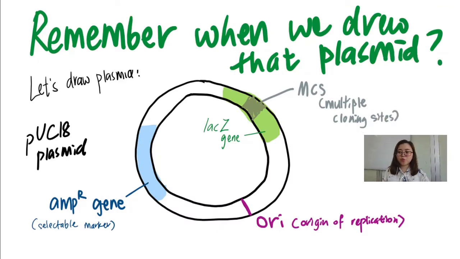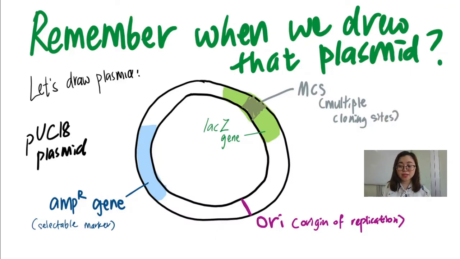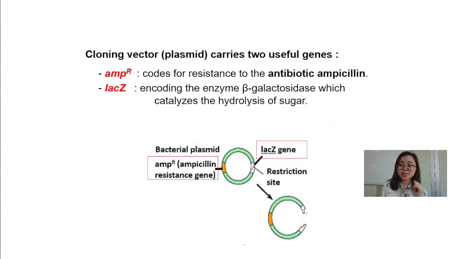Remember in 8.1 when we drew that plasmid, okay, saya minta kamu lukis dia punya MCS, lukis dia punya LacZ, dan lukis dia punya AmpR gene. Well, now we're going to go back to this and we're going to point out that the cloning vectors or plasmid carries two useful genes that are going to be important in the steps later on.